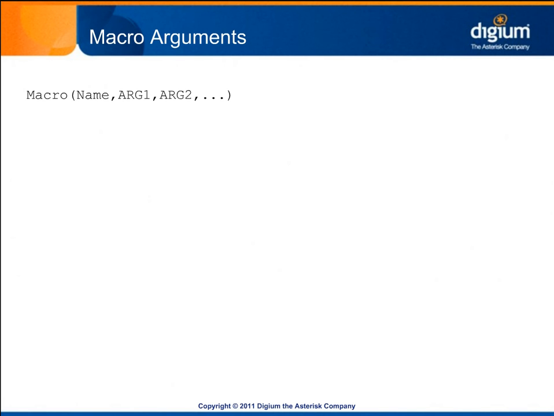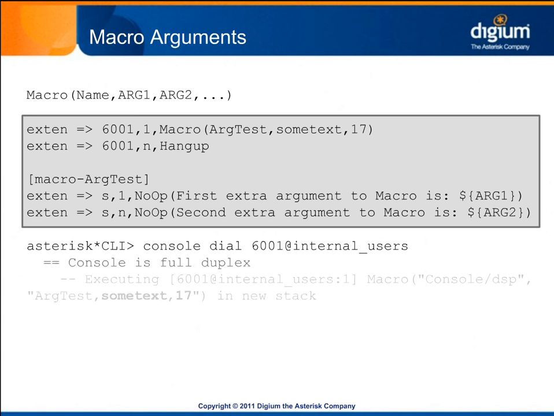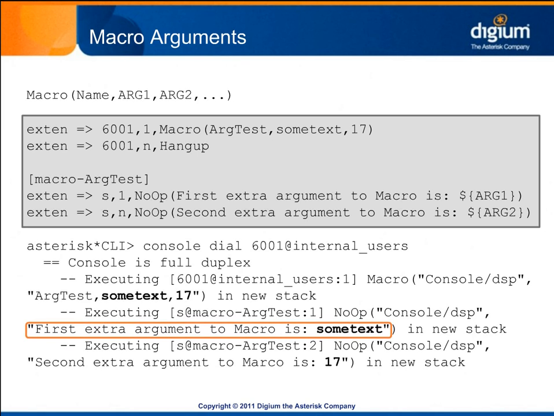In this trivial example, the extension 6001 calls a macro named argtest and passes the additional arguments of someText and 17. Within the macro, priority 1 of extension s is a call to NoOp that will print the value of ARG1. ARG2 is printed in the next NoOp. So the Asterisk console will print the string someText and then 17 when extension 6001 is dialed. By itself, this isn't very useful, but we can use this approach to make macros much more powerful.